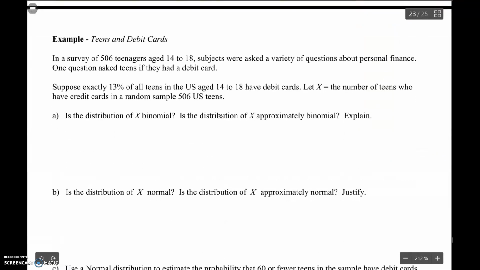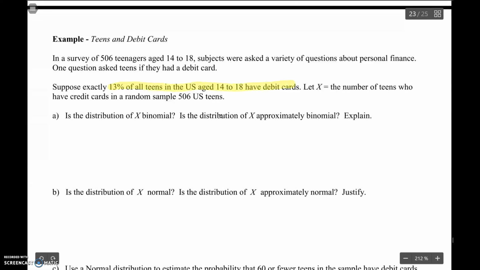Teens and debit cards. In a survey of 506 teenagers aged 14 to 18, subjects were asked a variety of questions about finance. One was, do you have a debit card? Suppose exactly 13% of all teens in the US have debit cards. This is kind of an assumption we're making.